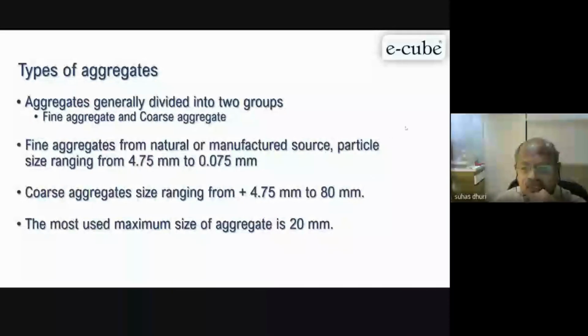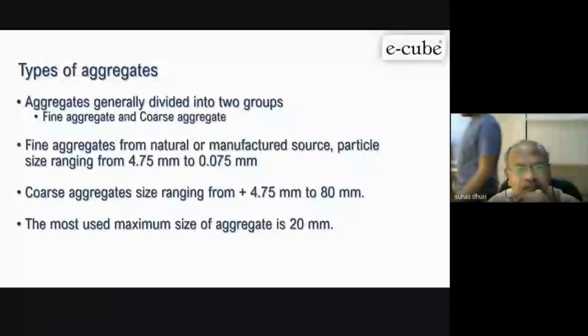You are not going to use up to 80 mm. You mostly use 20 mm size. Some foundations may allow the use of 40 mm aggregate also. So we need to understand this. We are dividing into fine aggregate and coarse aggregate.